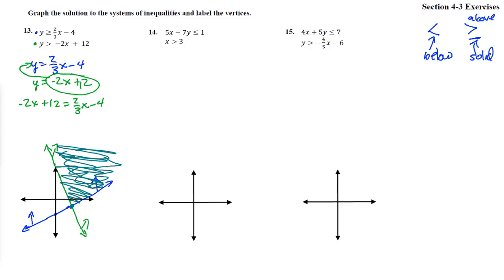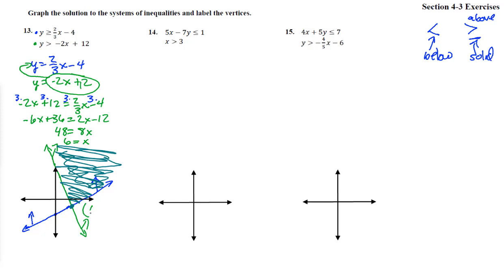Let's get rid of that fraction right away. Times everything by 3 to get rid of the fraction. There we go. And we are left with -6x plus 36 equals 2x minus 12. Add 6x over to here, we get 8x. Add the 12 over to here, and we get 48. Divide by 8, and we get x equals 6. Okay, so that's half of it.